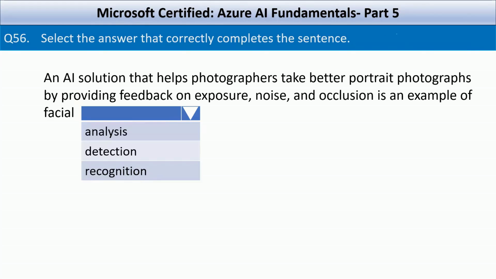Question number 56. Select the answer that correctly completes the sentence. An AI solution that helps photographers take better portrait photographs by providing feedback on exposure, noise, and occlusion is an example of facial, and your options are analysis, detection, and recognition. Now, friends, this is an example of performing facial analysis because it's evaluating the quality and characteristics of the face in the image, not just identifying or detecting it. Facial detection just finds faces in an image, and facial recognition identifies who the person is.